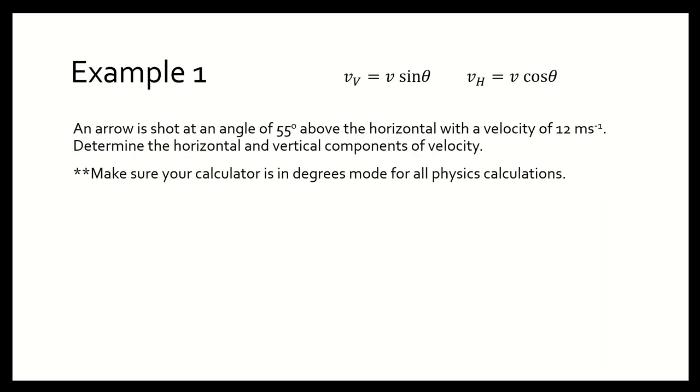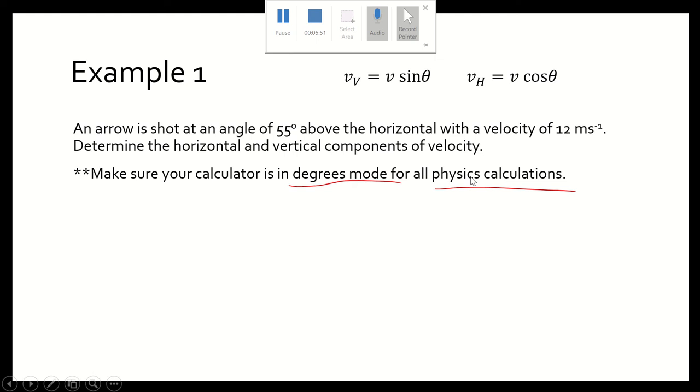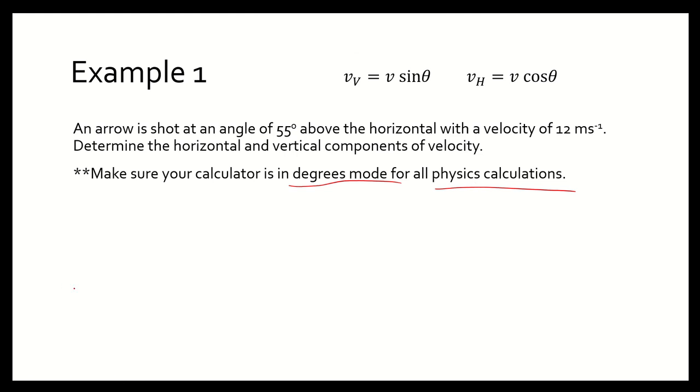We're going to quickly use these, but the main reason I'm doing this problem is to make sure our calculator is in degrees mode. For all physics calculations, our trigonometry needs to be in degrees mode. So an arrow is shot at an angle of 55 degrees above the horizontal with a velocity of 12 meters per second. Determine the horizontal component of velocity and the vertical component of velocity.